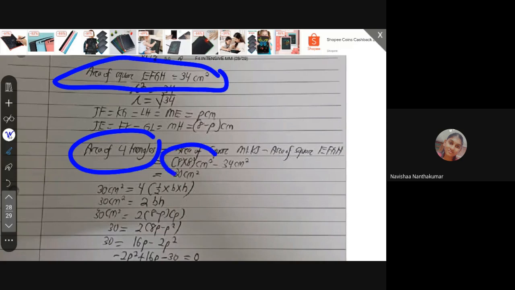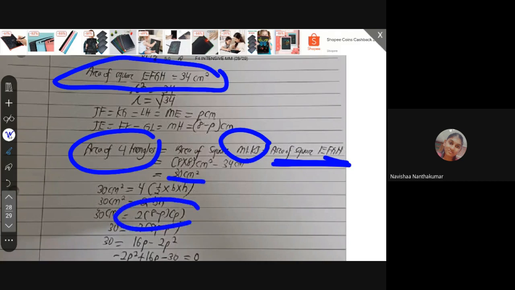Yang ni adalah square MLKJ. The big picture, gambar yang besar, tolak dengan segi empat sama yang kecil kat dalam. The big square minus the small square. So this is the area of 4 triangles. So dari situ, saya ganti nilai panjang dan lebar segitiga tu. I substitute the length and width of the triangle. And then I can actually find my P value also.